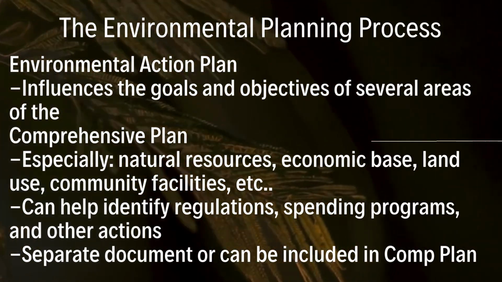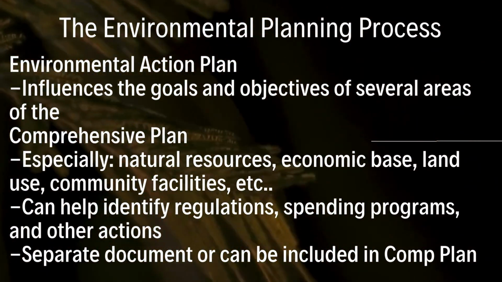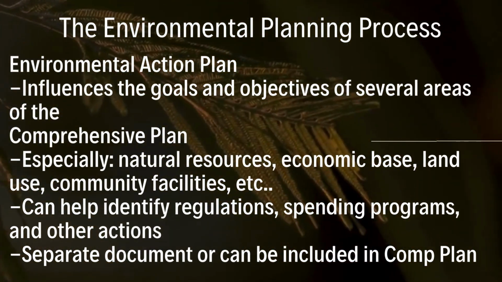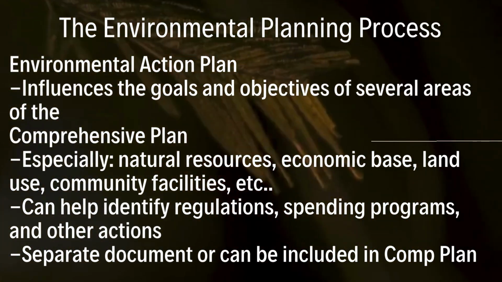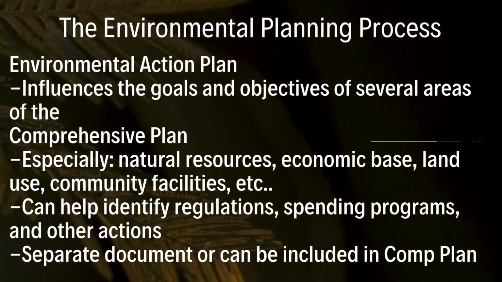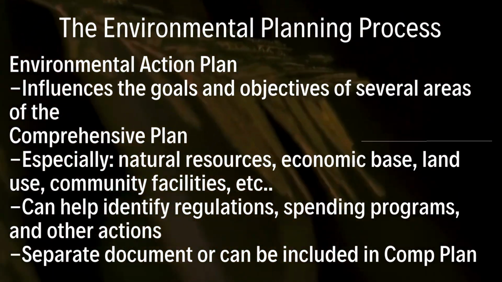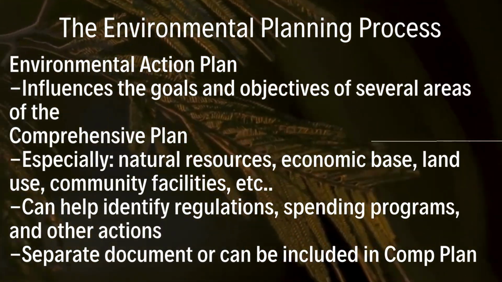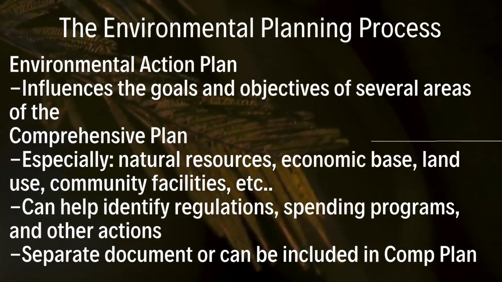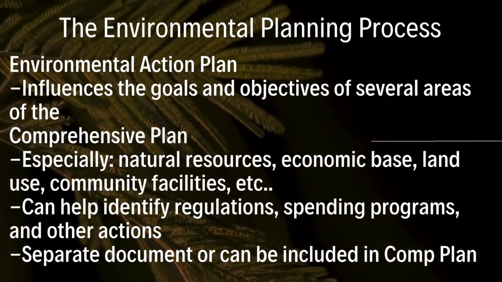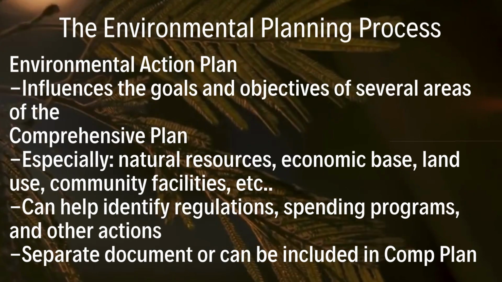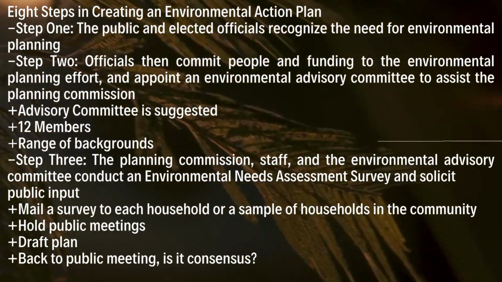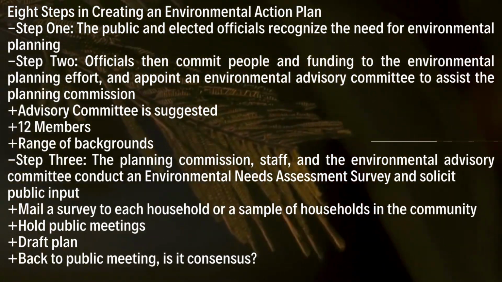The environmental planning process, the environmental action plan, influences the goals and objectives of several areas of the comprehensive plan, especially natural resources, economic base, land use, community facilities, etc. It can help identify regulations, spending programs, and other actions. It can be a separate document or included in the comprehensive plan. There are 8 steps in creating an environmental action plan.